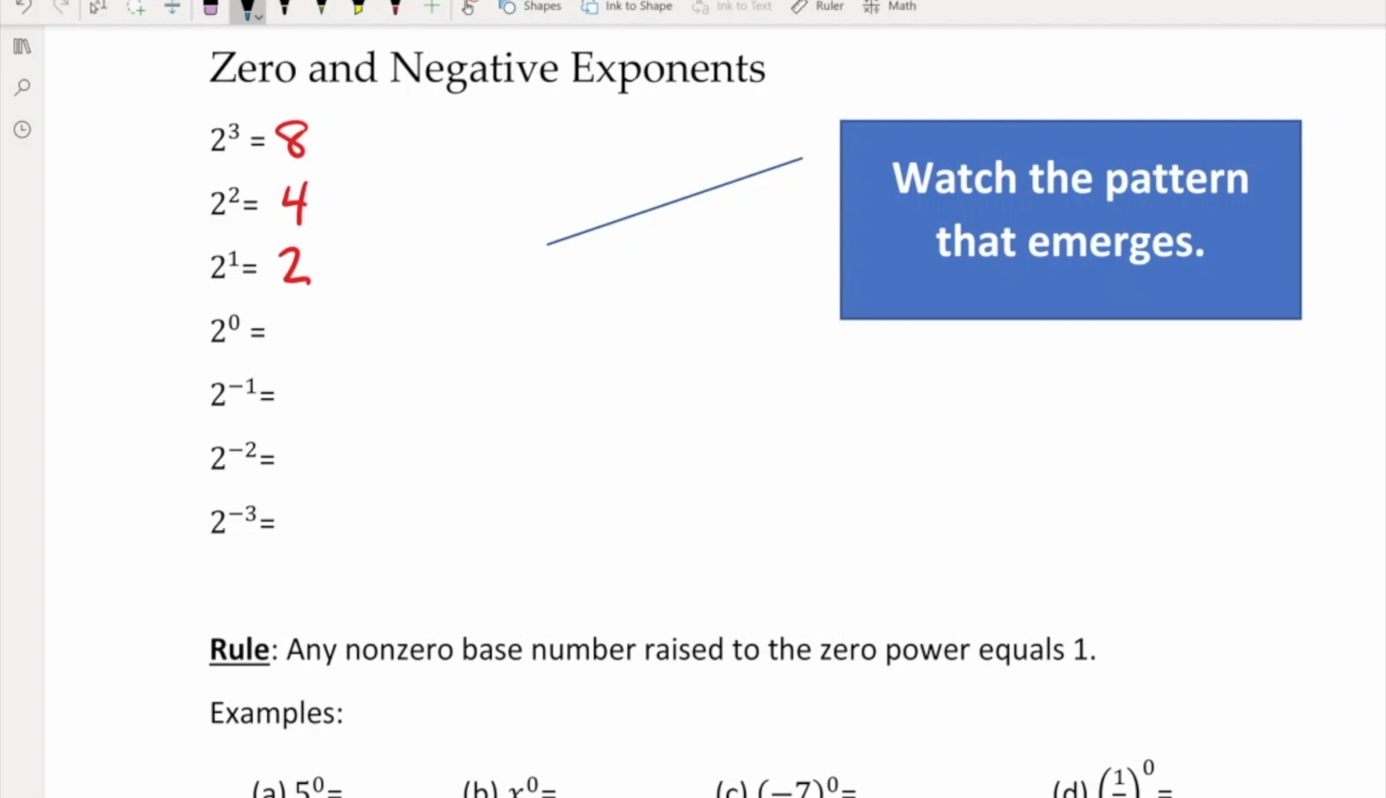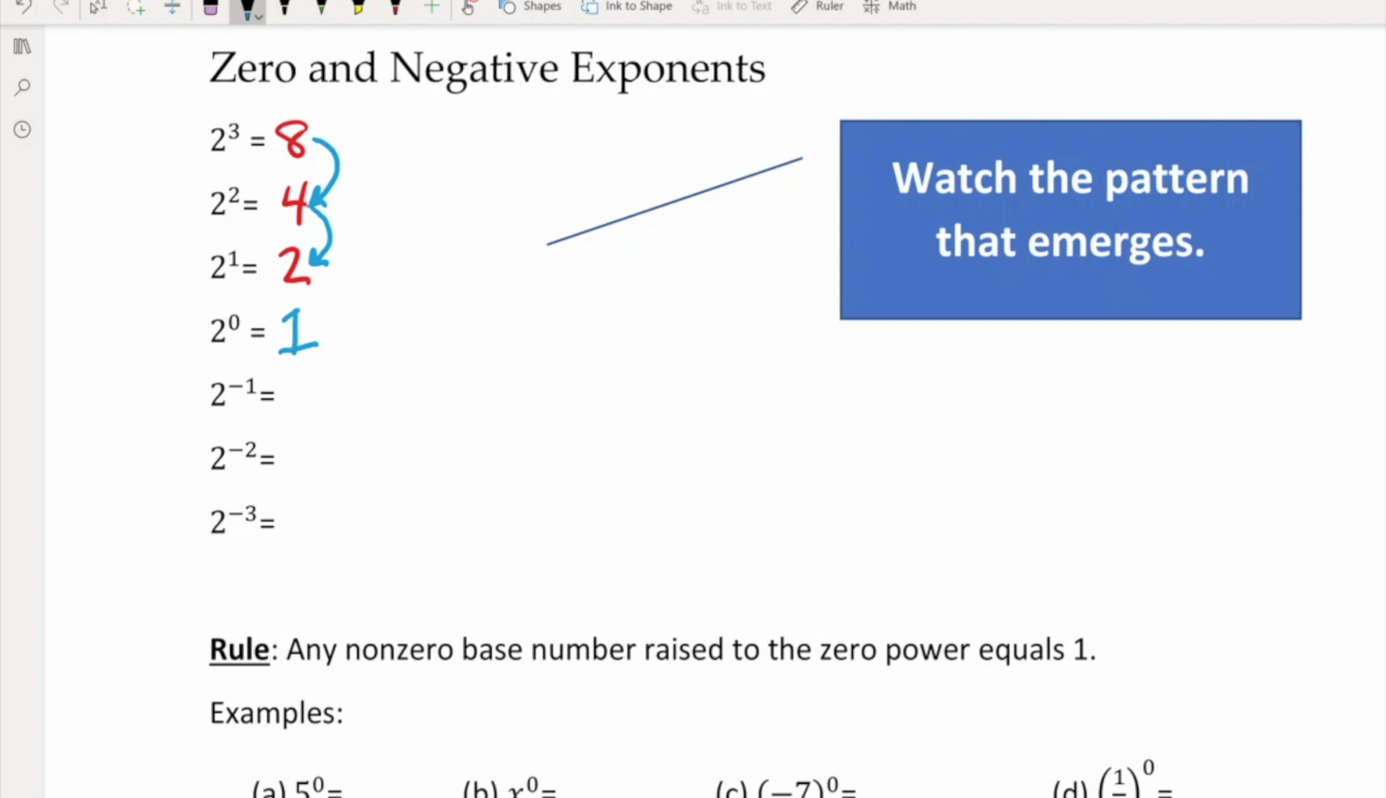What's happening here, if you look at the numbers, is that as you go down, every number is half of the number that was above it. 4 is half of 8. 2 is half of 4. That pattern continues and we just take half, then 2 to the 0 would be half of 2, 1. When we look at the division rules, you'll see there's another way to show that 2 to the 0 is 1. That's a very surprising result.